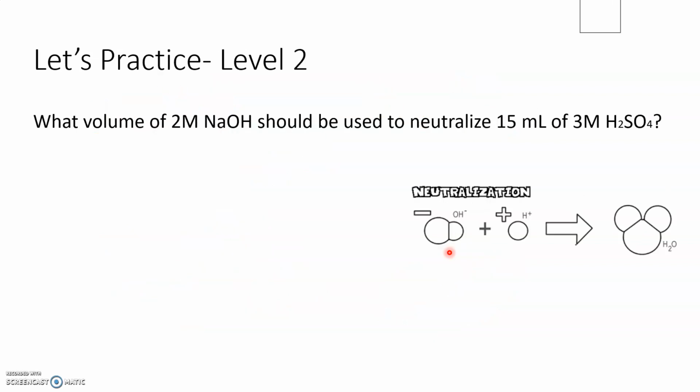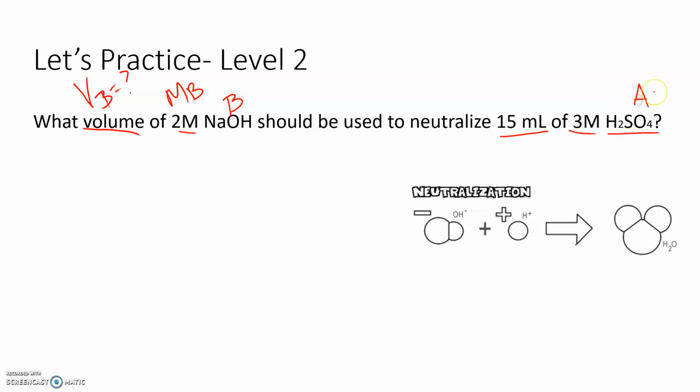Again, technique. Look at it to figure out where your acid and your base are. What volume of 2 molar NaOH is a base? So this is my molarity of my base. That is the concentration of my base. They want to know the volume of this 2 molar base, so I must be looking for the volume of the base, which is VB. So what volume of 2 molar NaOH should be used to neutralize 15 milliliters of 3 molar H2SO4?